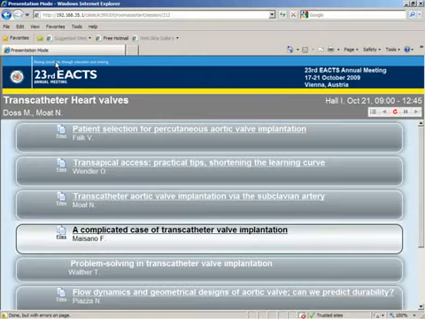Geometrical designs of aortic valve: can we predict durability? Questions so far?